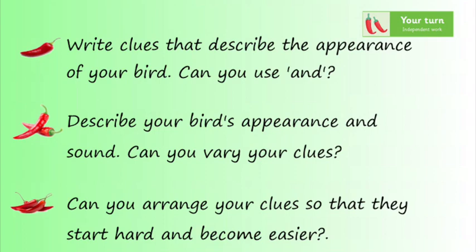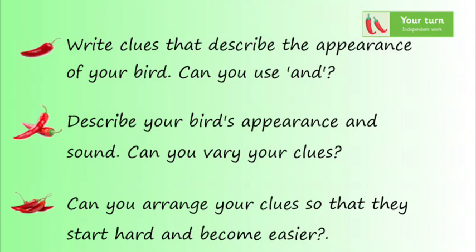Now that you've seen me have a go at writing my riddle, it's your turn to write yours. Here are your chilly challenges. The 1 chilly challenge. Write clues that describe just the appearance of your bird. Can you use the conjunction and to join 2 bits of information together? Chilly 2. Describe your bird's appearance and sound.